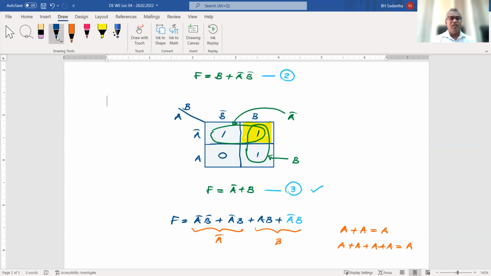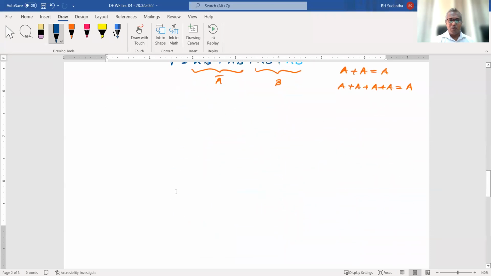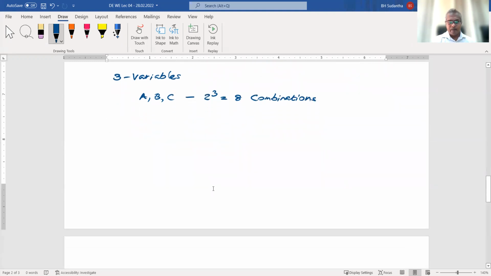Okay, if you're okay with that, then shall we move to three variables? When you have three variables, that means A, B, C, how many grids should there be? How many combinations are there? 2 to the power 3, 8 combinations. Then we need an 8 grid map.